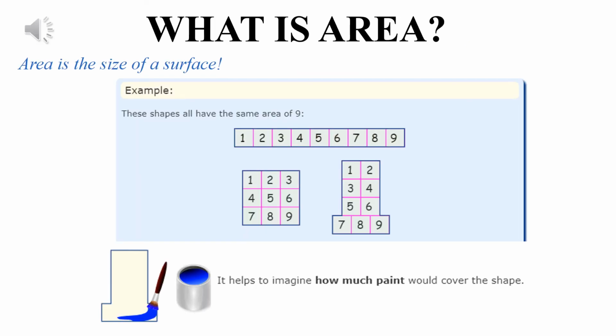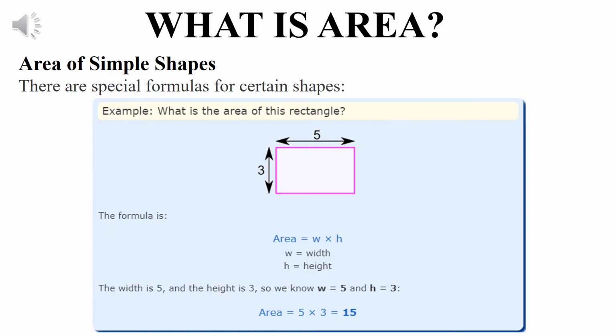Area is the size of a surface. Example, these shapes all have the same area of 9. It helps to imagine how much paint would cover the shape. What is area? Area of simple shapes.